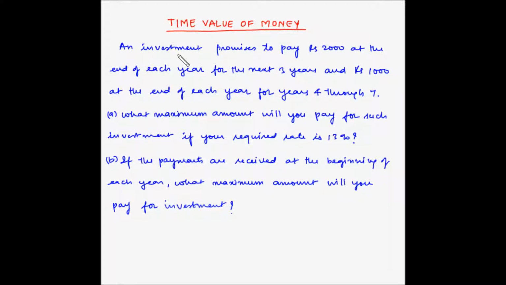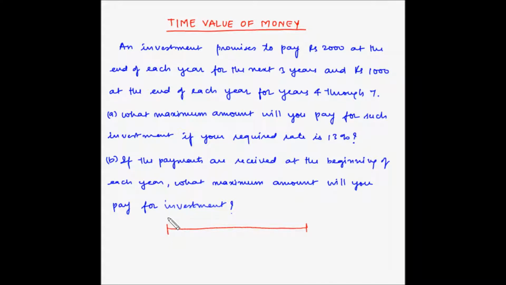Let us look at another example of time value of money. An investment promises to pay rupees 2000 at the end of each year for the next 3 years and rupees 1000 at the end of each year for years 4 through 7. Part A of the question is, what maximum amount will you pay for such investment if your required rate is 13%? And B, if the payments are received at the beginning of each year, what maximum amount will you pay for the investment? So let us first draw this example on a time scale.